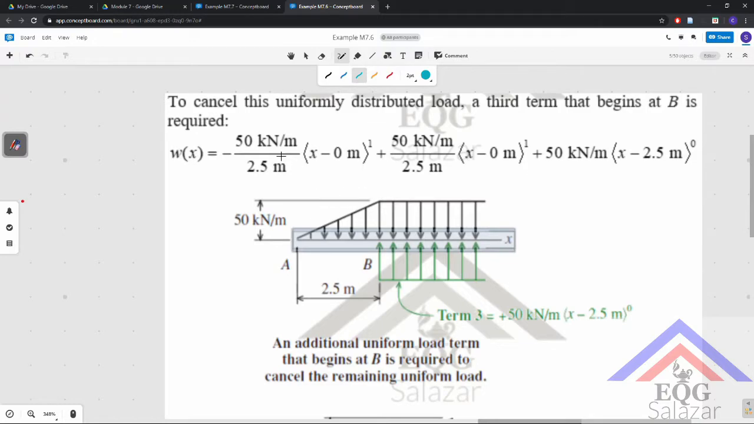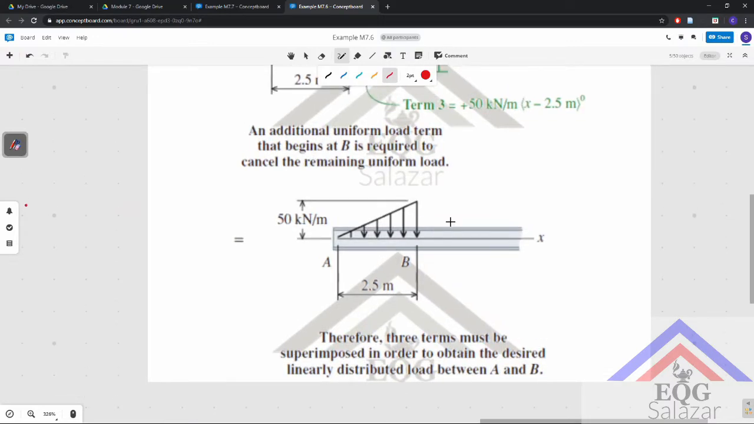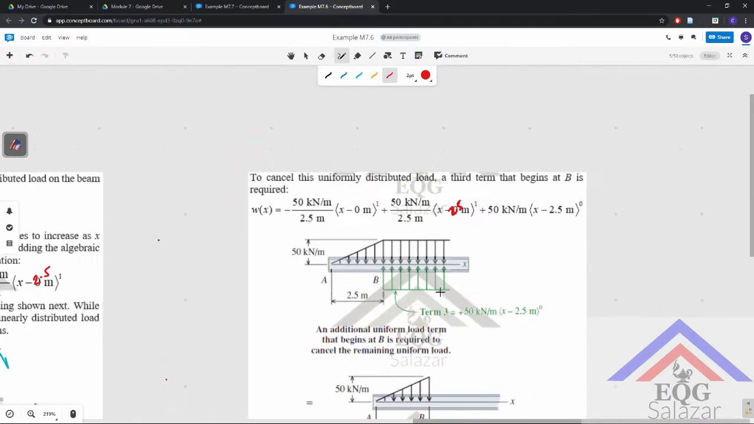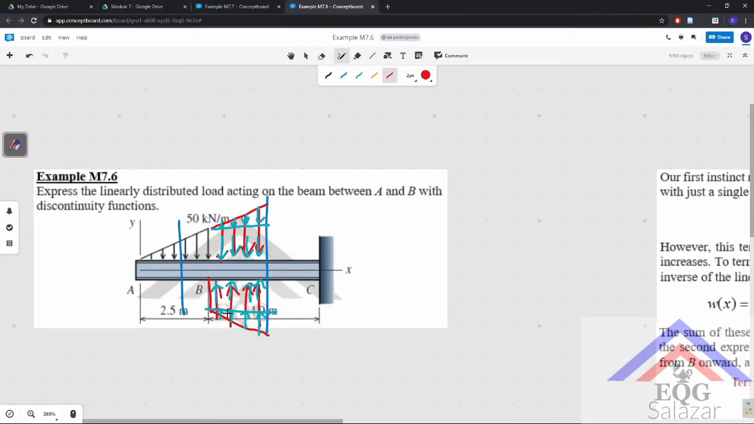So then we have negative 50 kilonewton per meter over 2.5 times x minus 0 (this is supposed to be 2.5 again) to the 1. And then plus 50 over 2.5 times x minus 2.5 to the 1. Then we add this third term here, 50 times x minus 2.5. And we will come out with this equivalent loading. So it's just adding on.